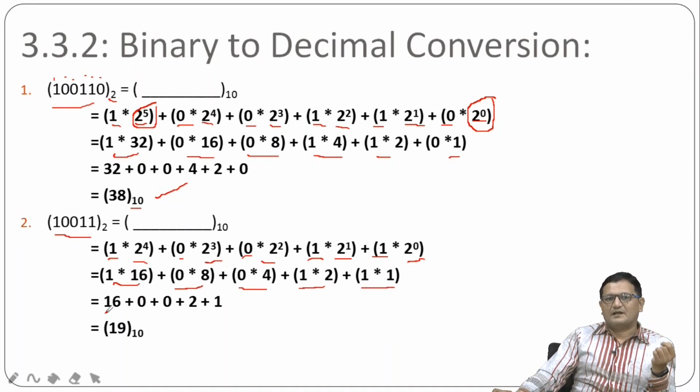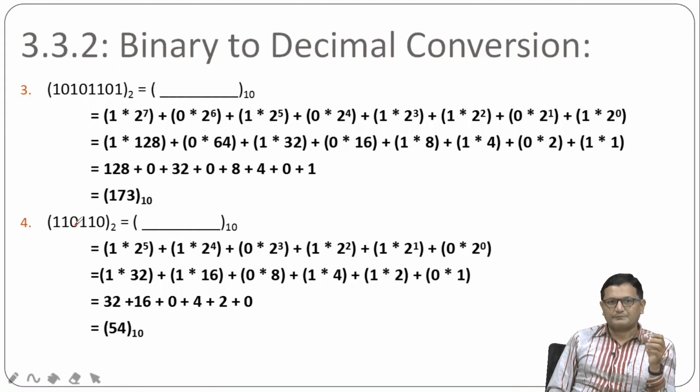Similarly, 1 into 16 is 16, 0 into 8 is 0, 0 into 4 is 0, 1 into 2 is 2 and 1 into 1 is 1. Finally, if you add 16 plus 2 plus 1, you will get 19. So, you can understand that this is the binary of 19, okay, fine.